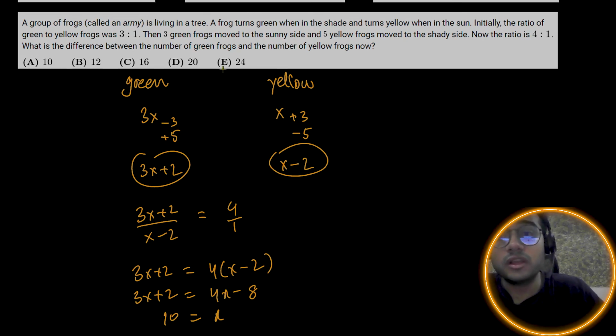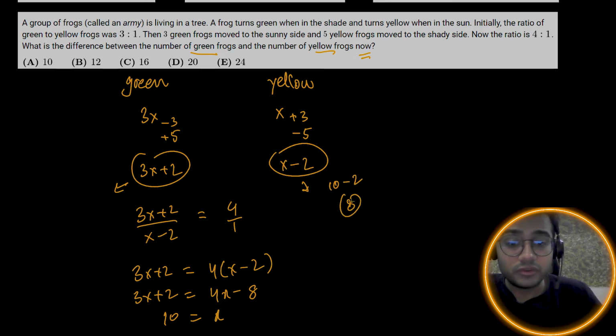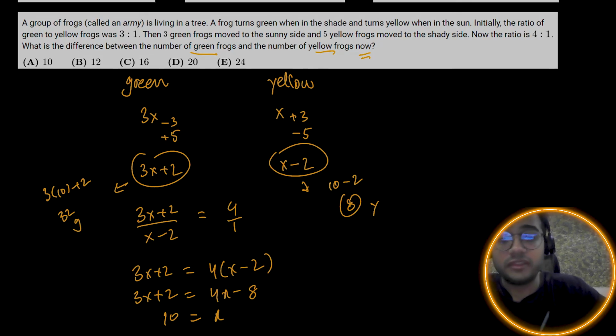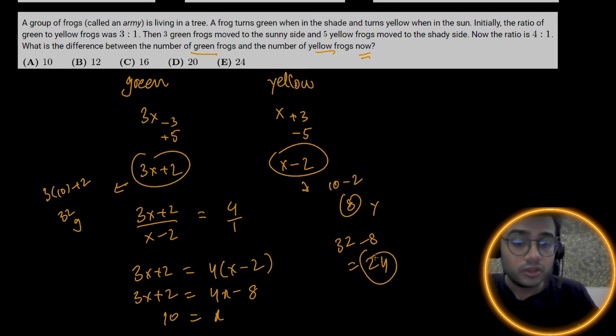They asked for the difference between the number of green frogs and yellow frogs now after the movement. So these are the numbers that we need to figure out. So x minus 2, that's going to be 10 minus 2, that's 8. So there are 8 yellow frogs, and 3 times 10 plus 2, that's going to be 32 green frogs. And their difference, 32 minus 8, is going to be 24. So the answer is E.